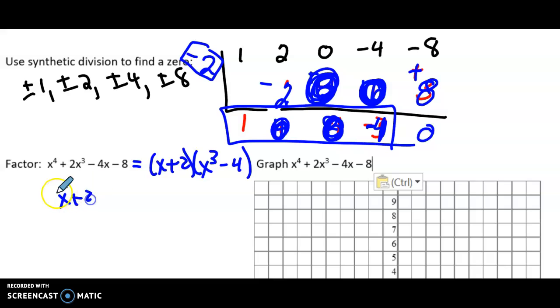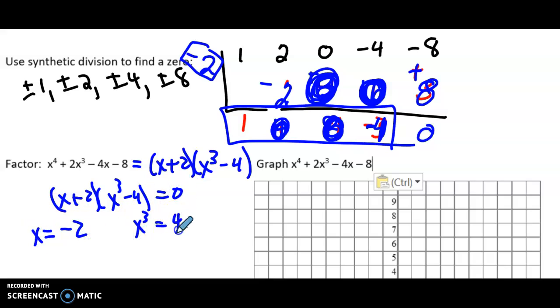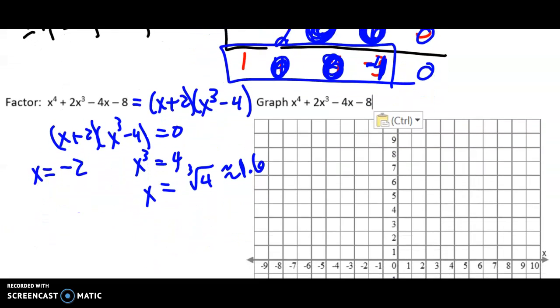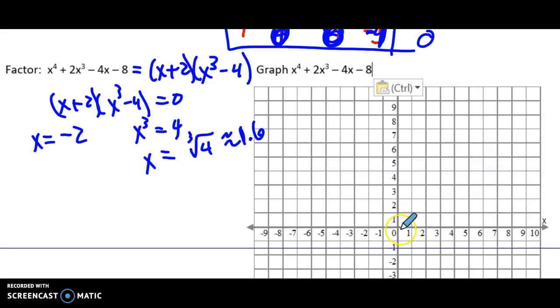So then let's see what my zeros are. This means x equals -2 and x cubed equals 4. So x is the cube root of 4. What is that? When I put that in my calculator, it was about 1.58. So I'm just going to say about 1.6. Okay, so that tells me that my graph is going through the x-axis at -2 and at about 1.6. And it's a 4th degree.